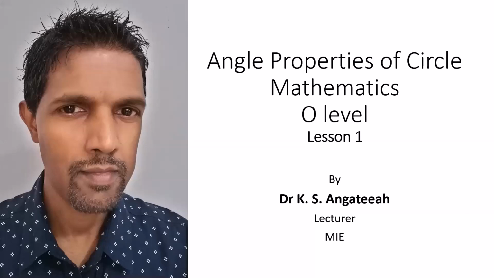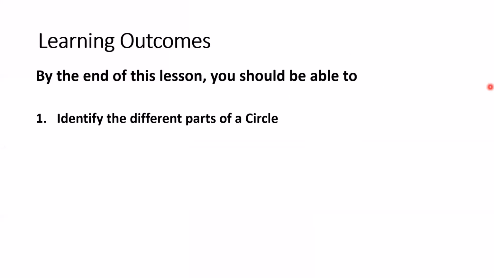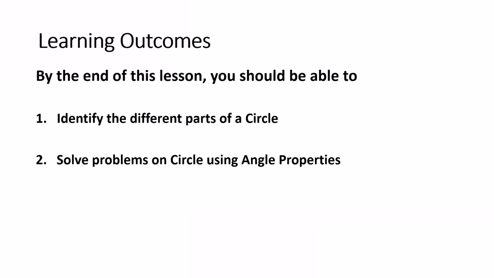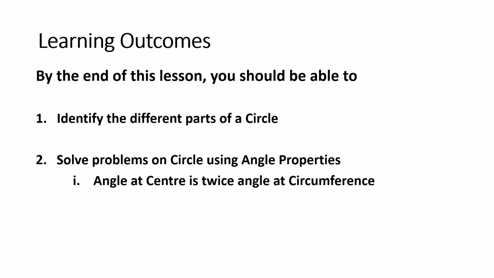By the end of this lesson, you should be able to identify the different parts of a circle and solve problems on circles using angle properties. In this lesson, we are going to focus on only 2 properties. The first, angle at center is twice angle at circumference. Second, angles in the same segment are equal. So let us first explore the different parts of a circle using dynamic software, which is known as GeoGebra.